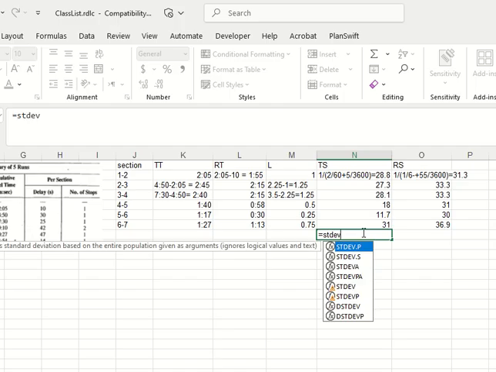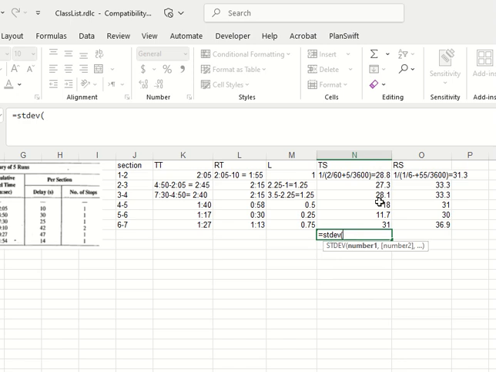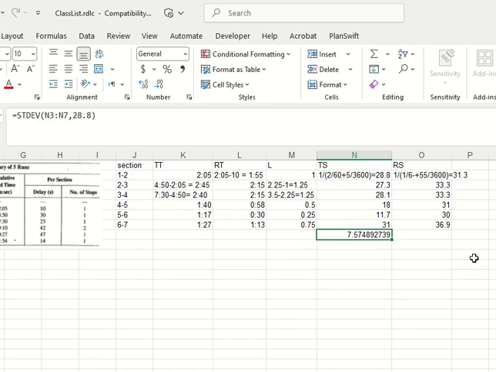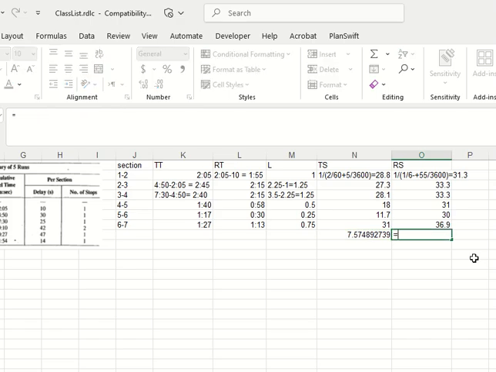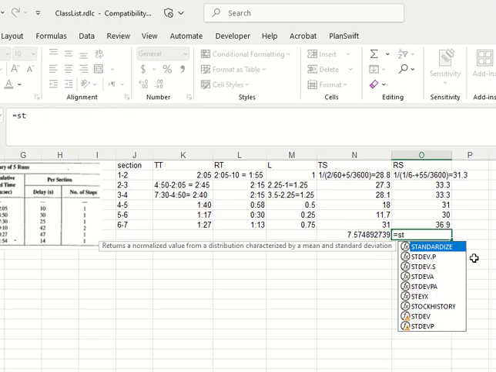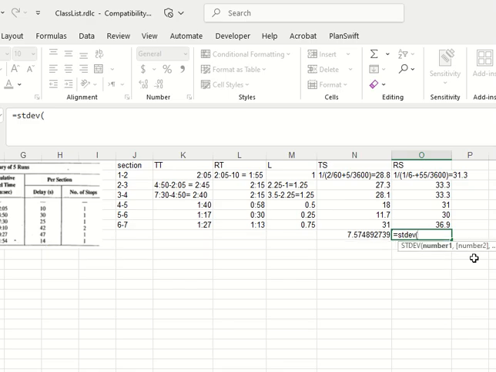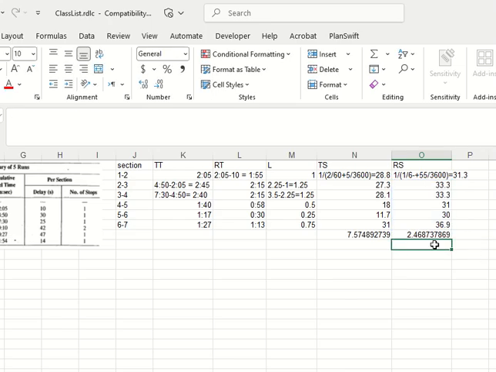So how to use Excel? You type STDEV, standard deviation, open the bracket, and you can select all the values. The first value has a formula, so I will just add it here myself. So this is the standard deviation for the travel speed, and for the running speed I'll do the same thing. The first value has text in it, so I handle that. Okay, so this is for the running speed.